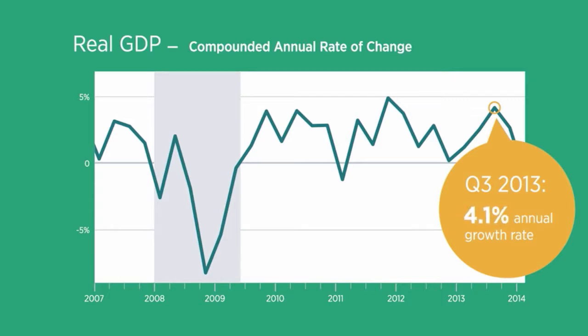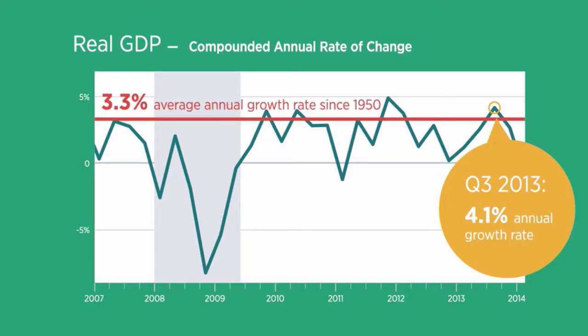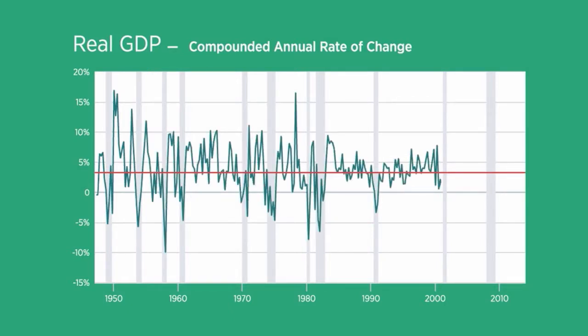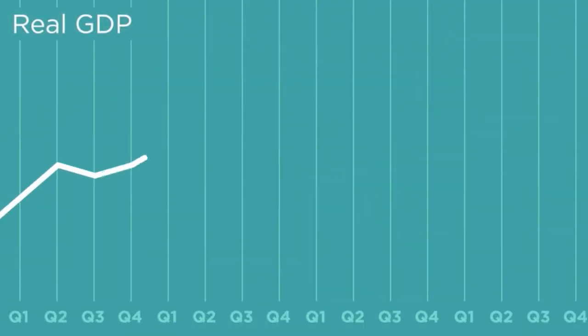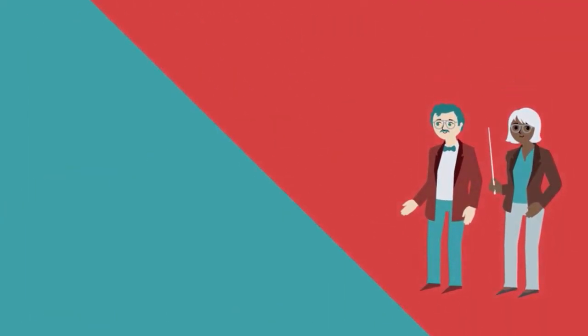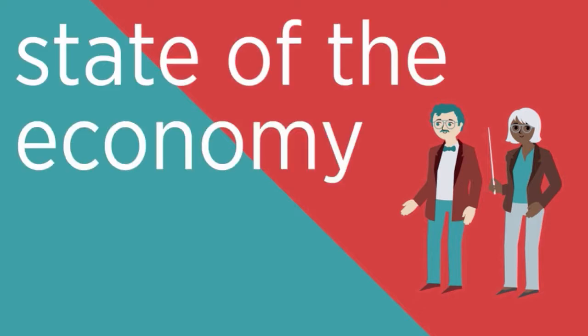To put that 4.1% in context, consider that real GDP has grown at an average annual rate of 3.3% since 1950. Remember, however, that 3.3% is an average taken over a long time period. GDP has a tendency to bounce around a bit from quarter to quarter. A general rule of thumb is that 2 consecutive quarters of declining real GDP constitute a recession. Although economists have more comprehensive ways to determine the phases of the business cycle, this rule of thumb is widely used. In short, GDP is central to our understanding of the state of the economy.